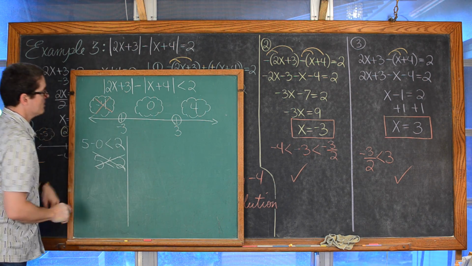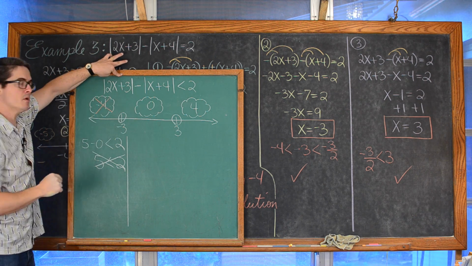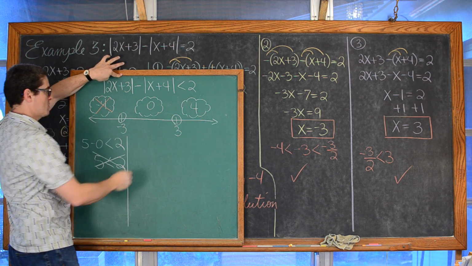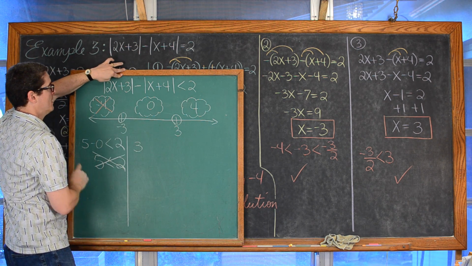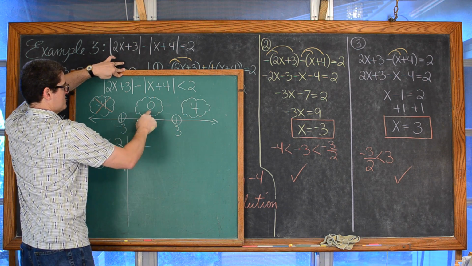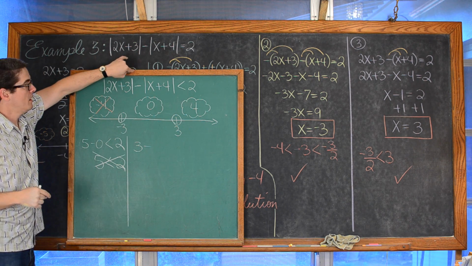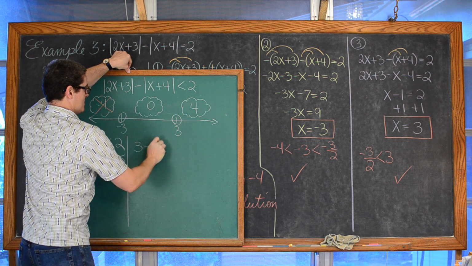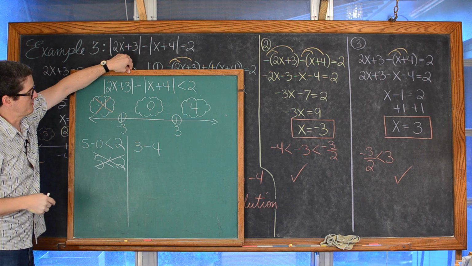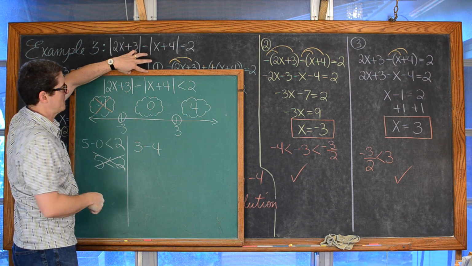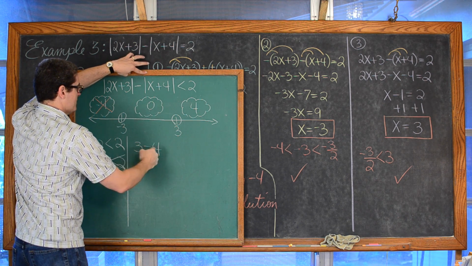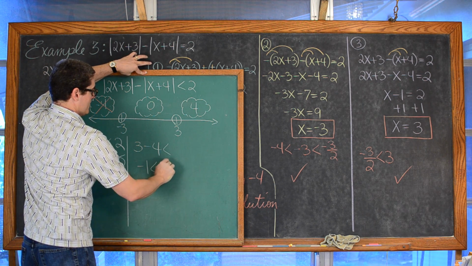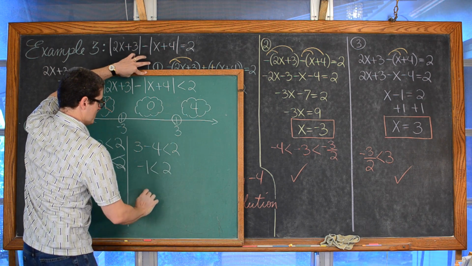Well, when you plug in 0, 2 times 0 is 0. 0 plus 3 is 3. And the absolute value of 3 is, of course, equal to 3. Minus 0 plus 4 is 4. And the absolute value of 4 is positive 4, but I'm going to write minus 4 because of the negative that's in front of the absolute value symbol. I'm holding the board so it doesn't bounce on the other blackboard here. And 3 minus 4 is equal to negative 1, and indeed, negative 1 is less than 2.